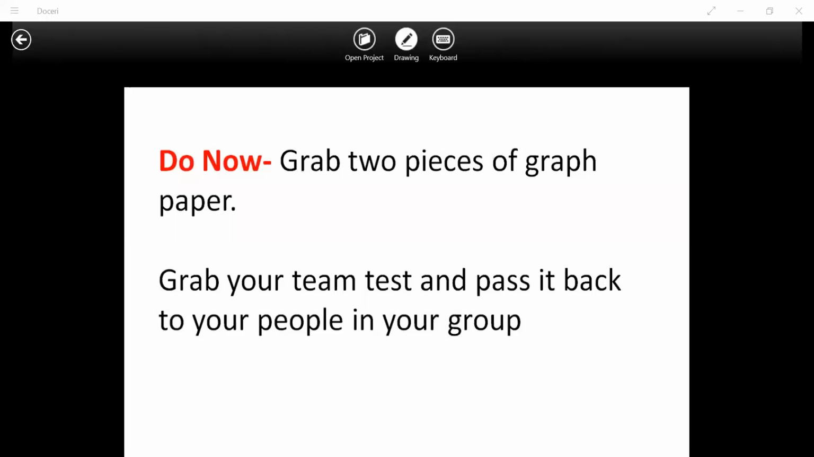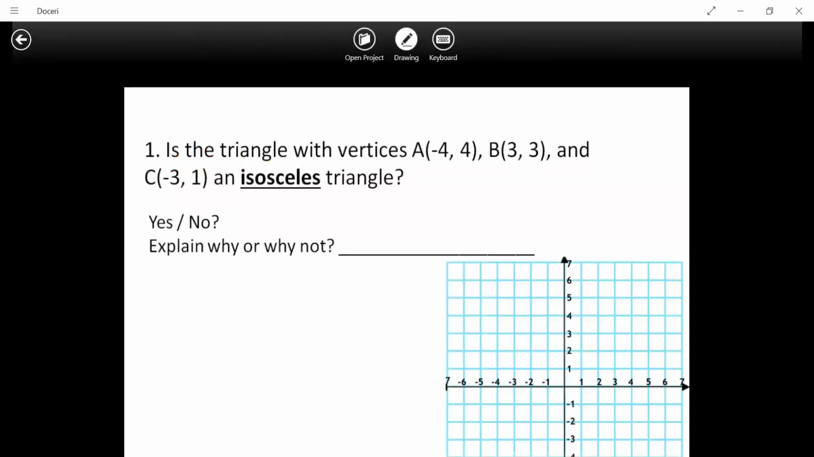Okay, here we go. Do me a favor. The triangle with vertices negative 4, 4, 3, 3, and negative 3, 1. Is it an isosceles triangle? How do we determine that? Think about it. Look at it.